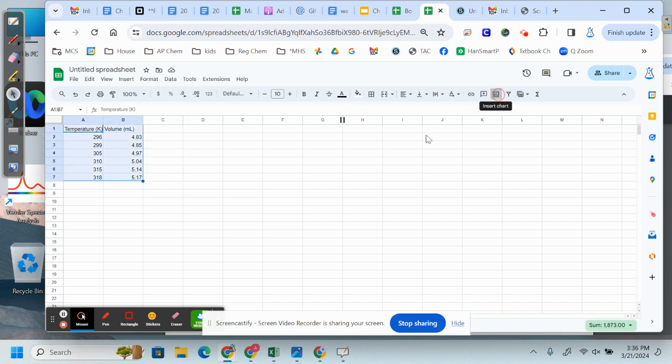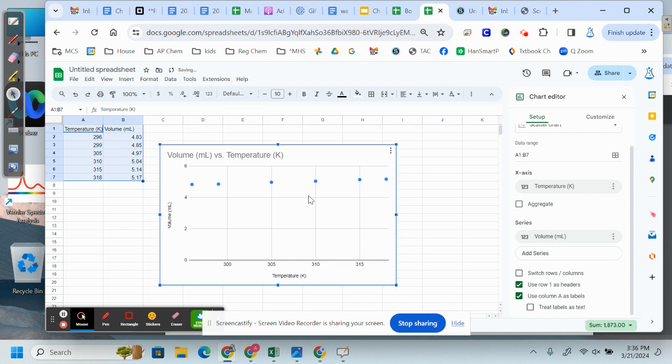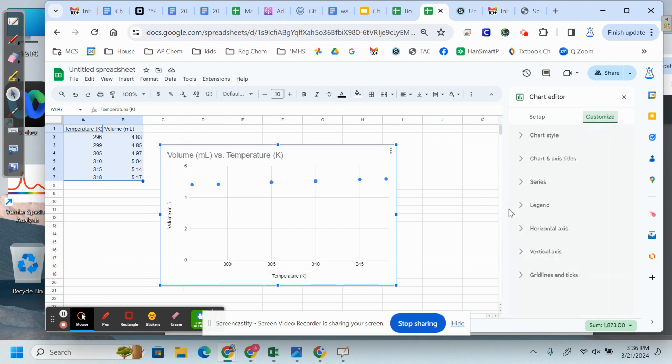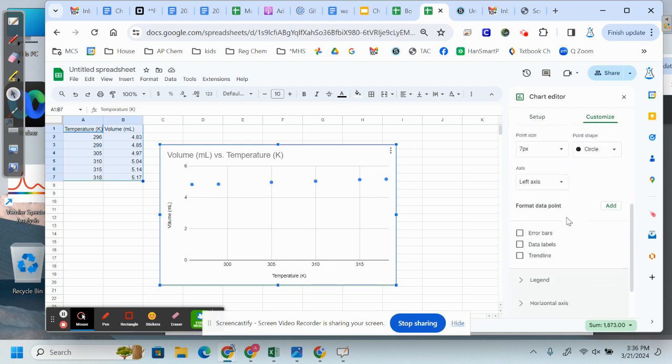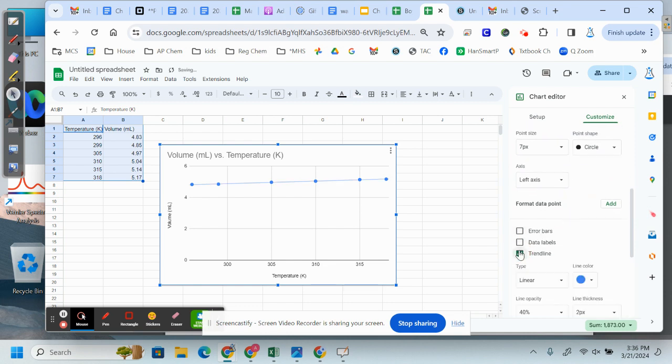All right, and then I'm going to come over here and insert chart. So it looks something like this. It's got the volume on the Y and the temperature on the X. Okay, so then I'm going to go over here to customize. The first thing I'm going to do is I want a best fit line. So under series, I'm just going to scroll down a little bit here until I see that trend lines. So I'm going to click that box.